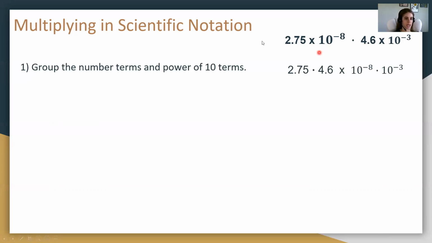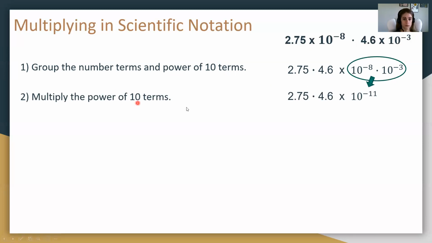So our very first step is we want to group our number terms together and then our power of 10 terms. Our number terms in this case are both of our decimals. So 2.75, and it's still being multiplied, I'm just rearranging them so they're grouped together and I can visualize it a little bit better, times 4.6. And then I still have my scientific notation X here. And then we're grouping our power of 10 terms, 10 to the negative eighth, 10 to the negative third. All we did was rearrange it so the like terms could be together.